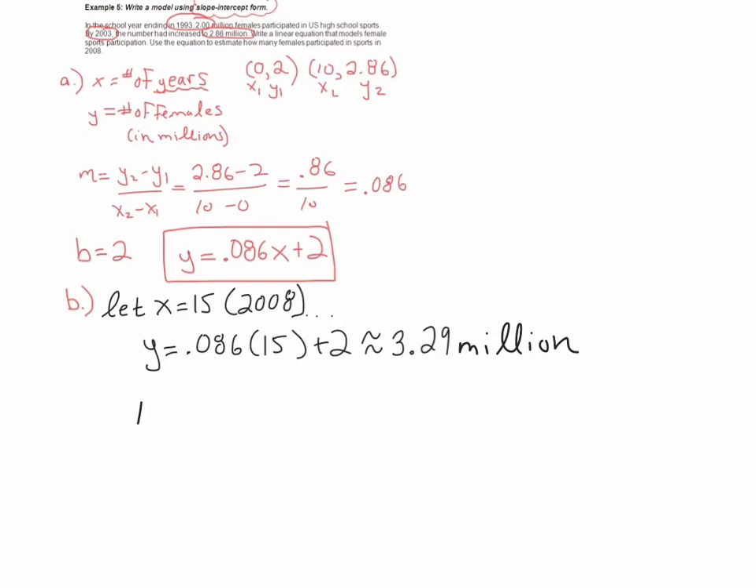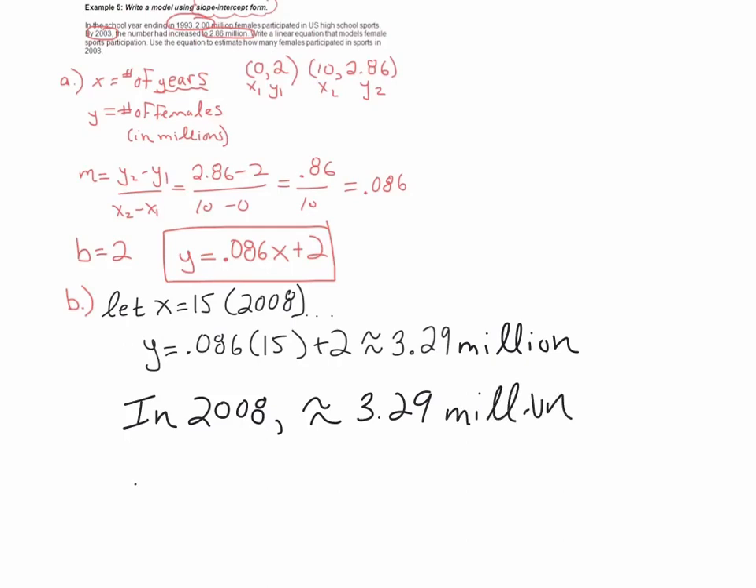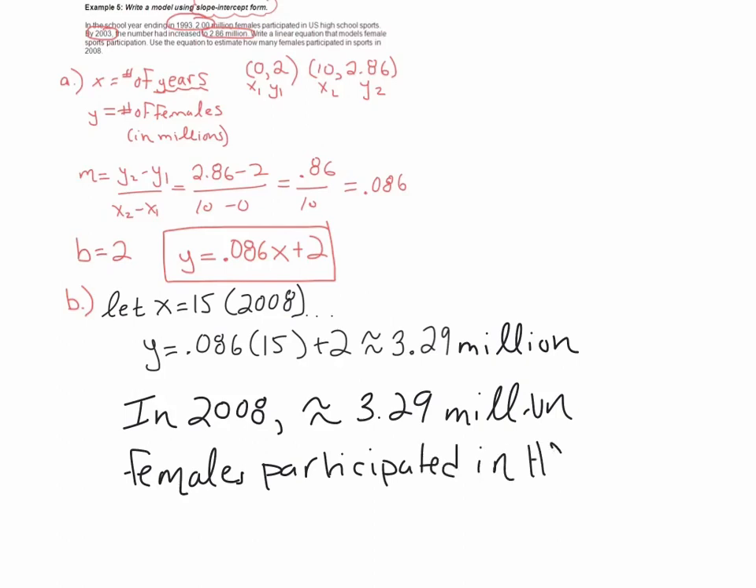So we could say that in 2008, approximately 3.29 million females participated in high school sports. That would be our answer right there. In 2008, approximately 3.29 million females participated in high school sports.